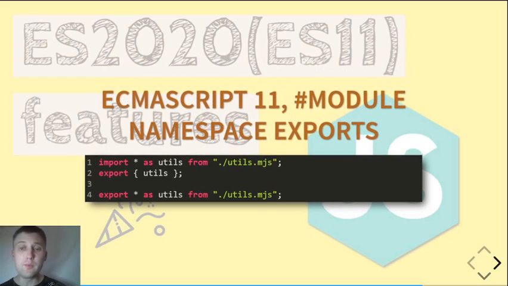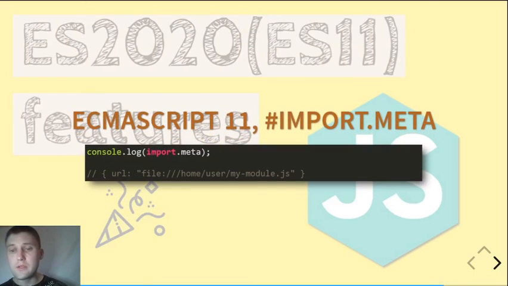Module namespace exports. Previously in JavaScript modules, it was possible to import the entire contents of the file using a construction with an asterisk. Now this feature has also appeared for export. Import meta. The import.meta command allows us to get meta information about the module as an object containing the module URL as a property.